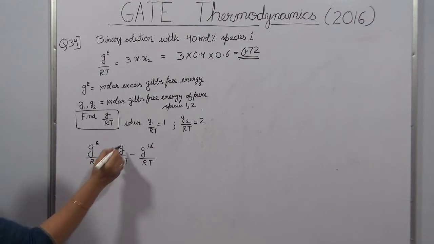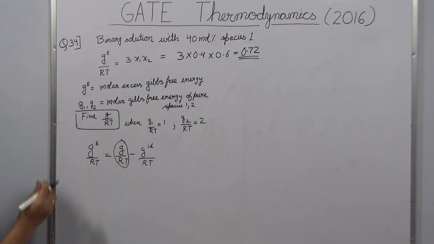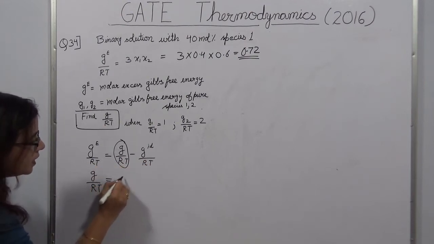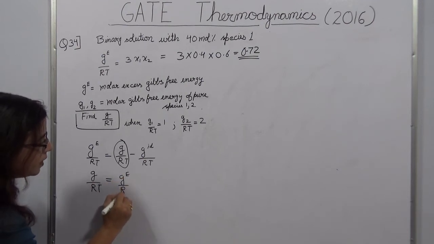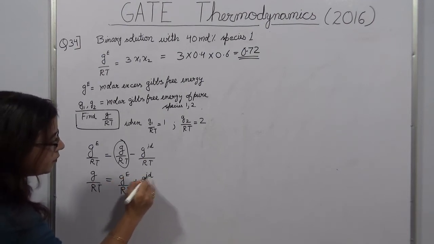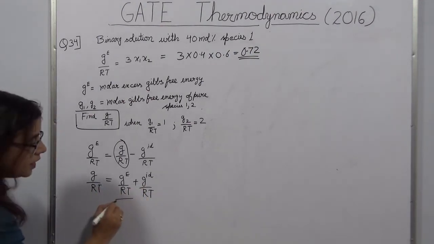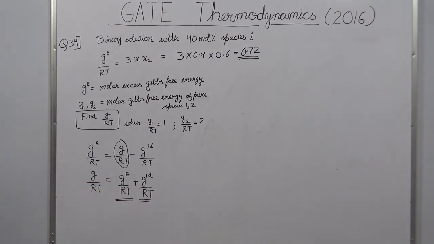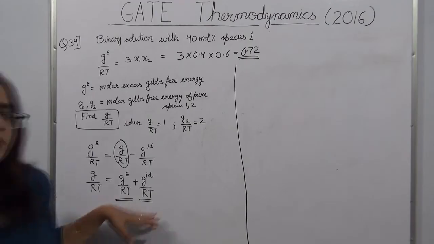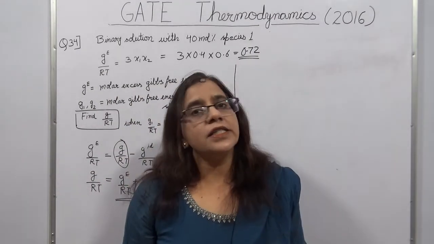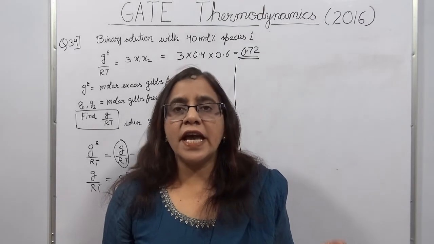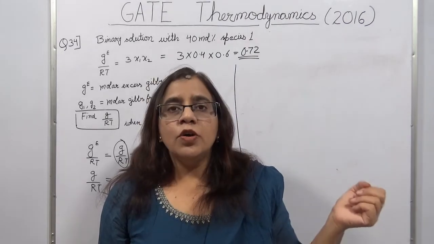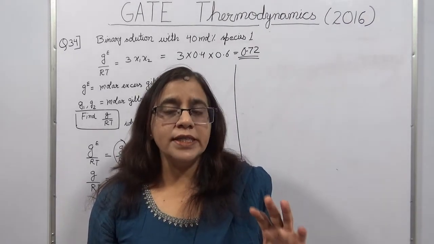Fine. Since I have to find out this value, I will rearrange this. So I get the equation G by RT is equal to GE by RT plus GID by RT. This thing you have already calculated. Now you have to find out what will be your molar Gibbs free energy for the ideal solution. I have already taught you the ideal solution model in one of my previous videos. I think it was GATE 2022. If you have not seen that video, go and watch it so that the ideal solution model is clear to you.